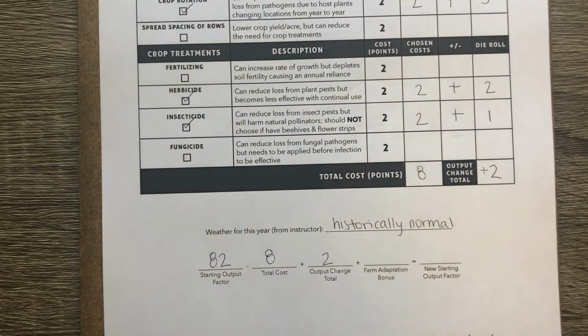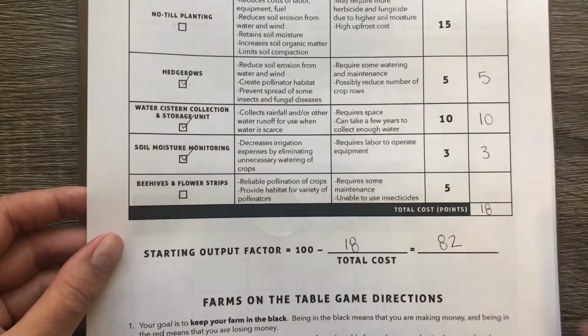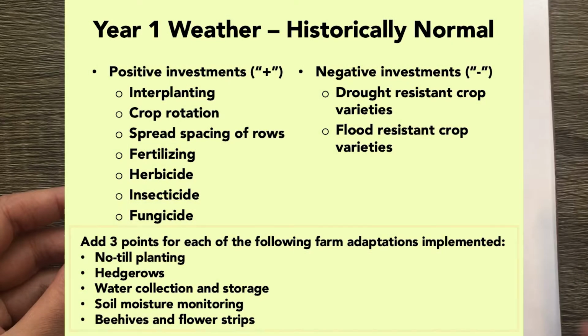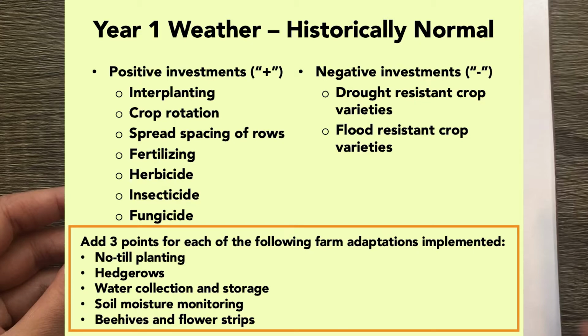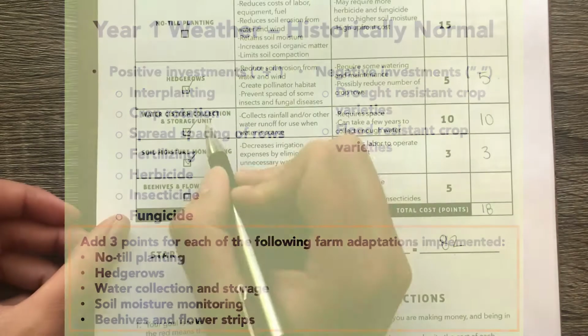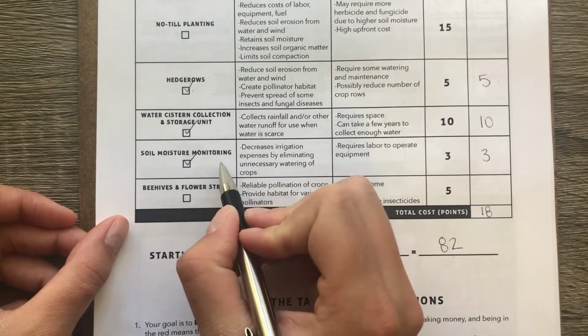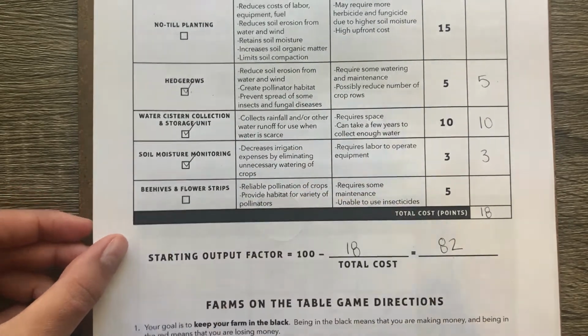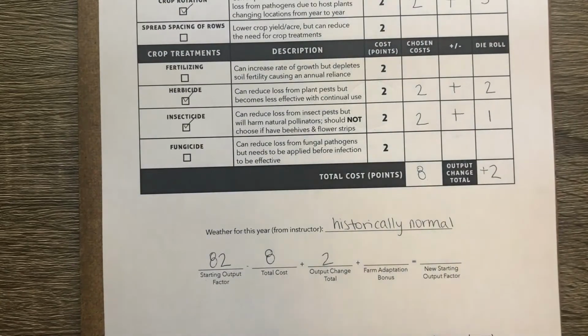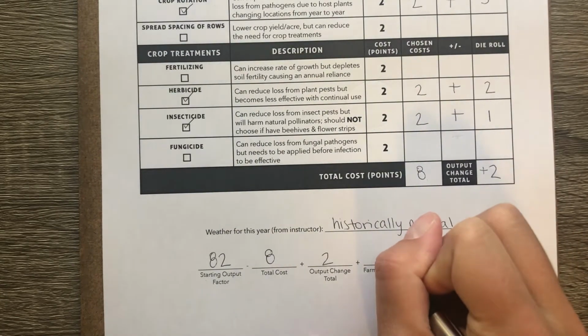When they set up their farm at the beginning, students might have chosen some farm adaptations on page 2. The adaptations at the bottom of the slide turned out to be positive investments in this year. For each one of these adaptations they chose that are on the list, students receive 3 farm adaptation bonus points. The total farm adaptation bonus points should be written at the bottom of the page.